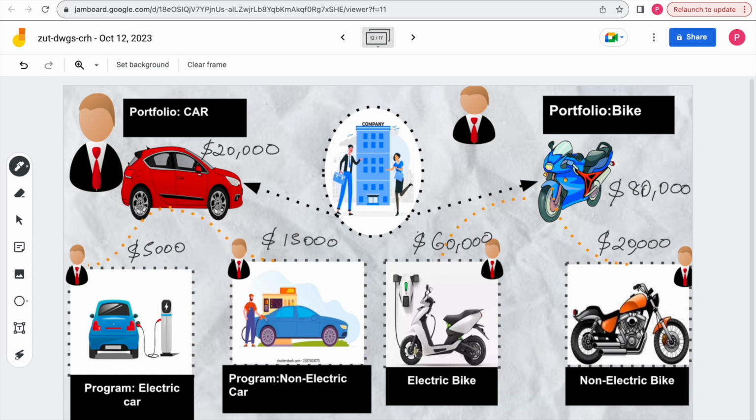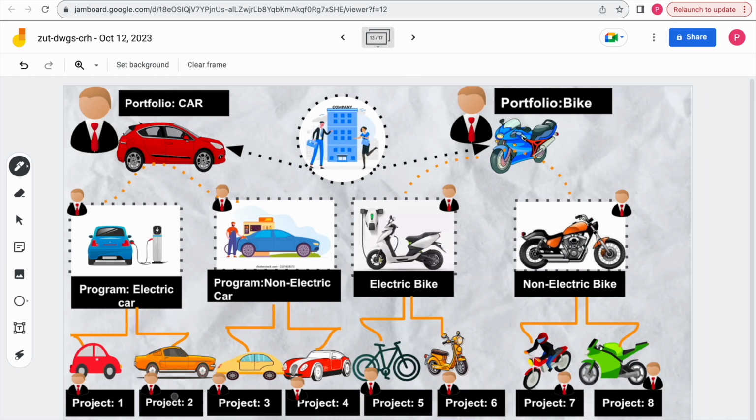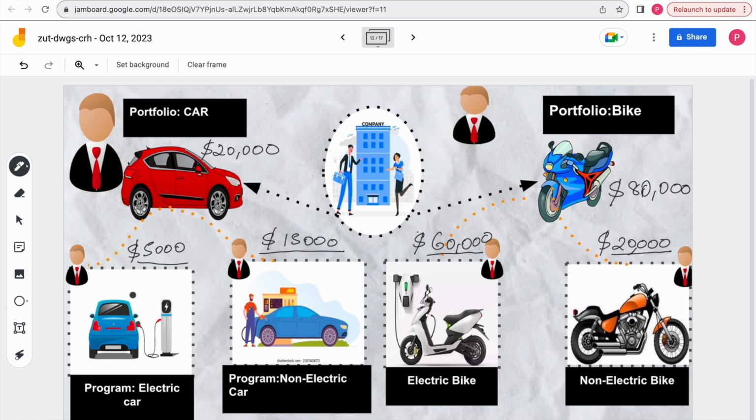Now each program manager has their own budget. If you can see, the program manager of electric car has a budget of $5,000, the program manager of non-electric car has a budget of $15,000, electric bike has a budget of $60,000, and non-electric bike has a budget of $20,000. Now they will plan a strategy for how these program managers are going to distribute the fund to their respective project managers. The program manager of electric car has a budget of $5,000.